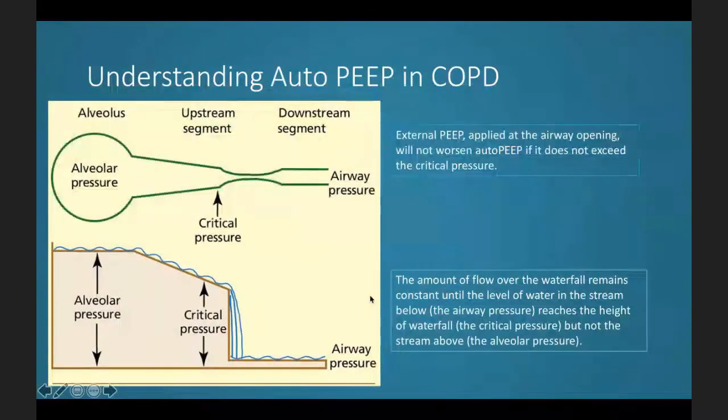Here you can see the amount of flow over the waterfall remains constant until the level of the stream below, that is the airway pressure, reaches the height of the waterfall. When the airway pressure reaches this height, up to this point, the flow will not be hampered. The release of the water flow will keep on happening, whether it is from this pressure to this pressure or this pressure to here. There is no problem with the flow at all. But for the next inspiratory effort, it helps a lot.